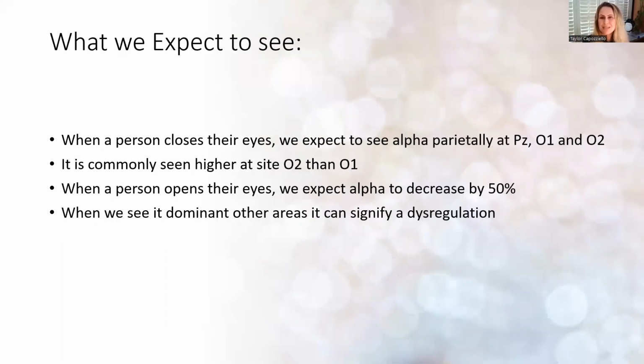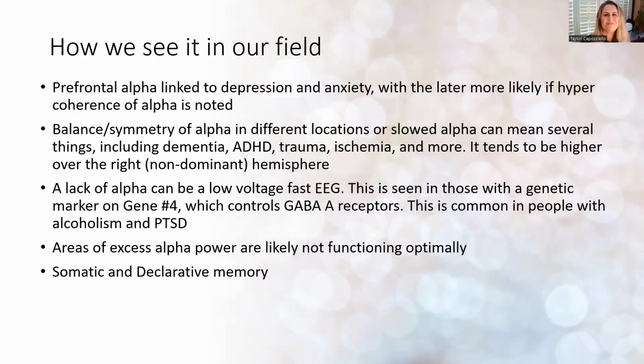What we expect to see is when a person closes their eyes, we expect to see alpha parietally at PZ, O1 and O2, and a little bit as it goes, but getting lower as it goes to the front. And it's commonly seen higher at site O2 than O1. And when a person opens their eyes, we expect alpha to decrease by 50%. And when we see it dominant in other areas, it can signify a dysregulation. That area is not functioning as ideally. We're not getting as much blood flow to it, and we're going to talk about that in several slides. In our field, we're going to see it as a posterior dominant rhythm, PDR.